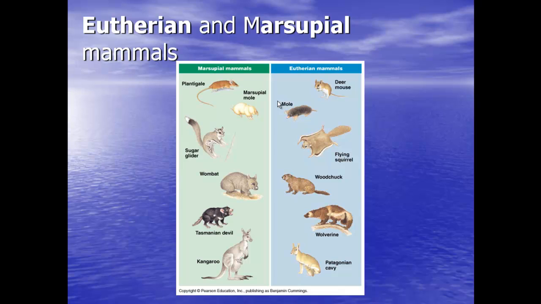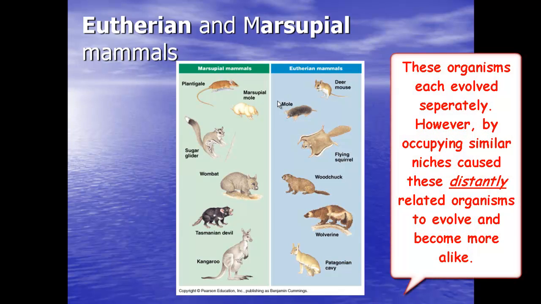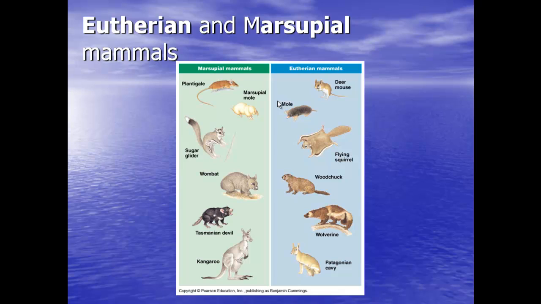Some other examples of eutherian and marsupial mammal similarities. The marsupial mammals are all found in Australia. The eutherian mammals are found in Europe and North America. My favorite here in North America is the flying squirrel. In Australia you can find a similar animal called the sugar glider, different name, also very distantly related, but it seems to have adapted the same way of getting around from tree to tree as the flying squirrel. Again, it occupied an ecological niche, and the environment allowed these organisms to be similar, even though their ancestors were distantly related.